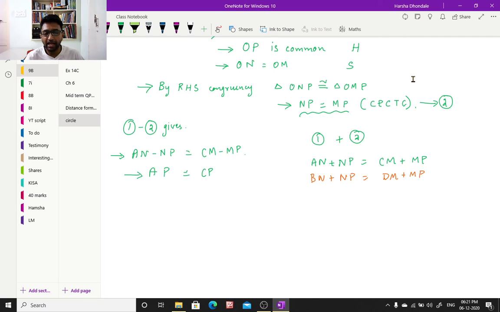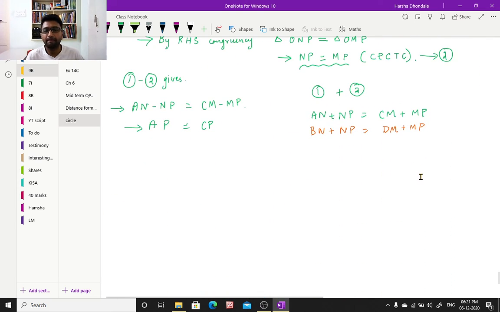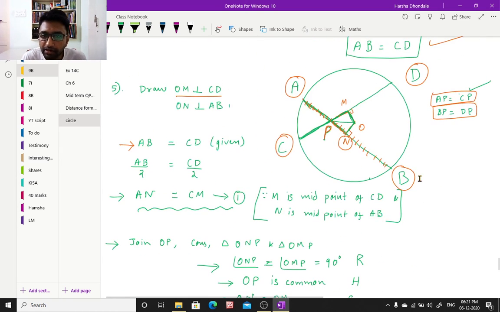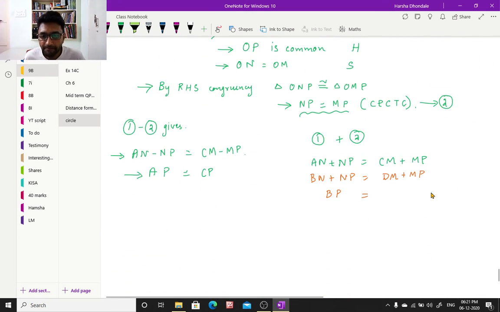Now what is BN plus NP? BN plus NP gives me BP, is equal to DM plus MP, which, see the diagram, gives you DP. And this is the other part that we were supposed to prove, done.